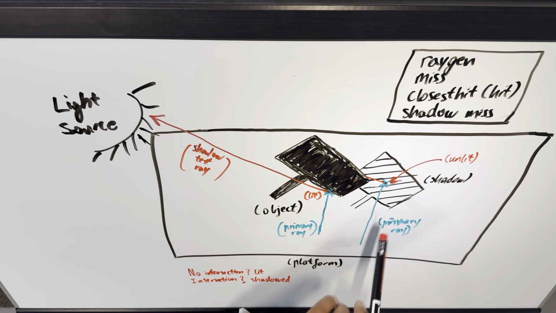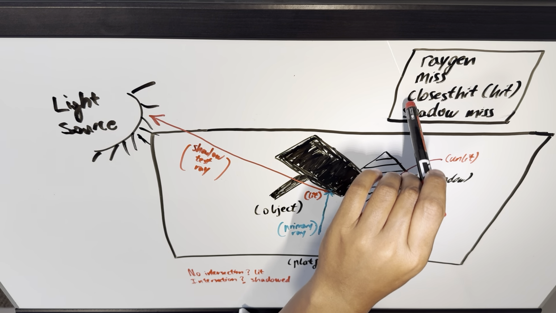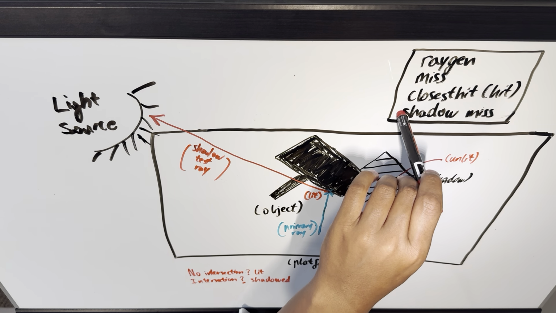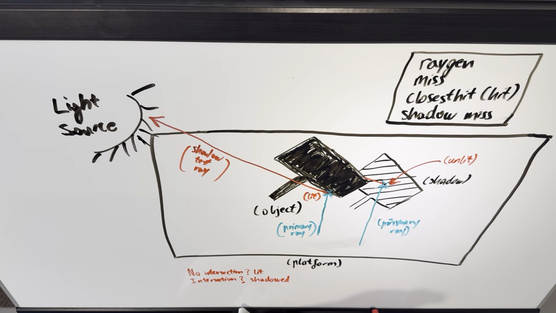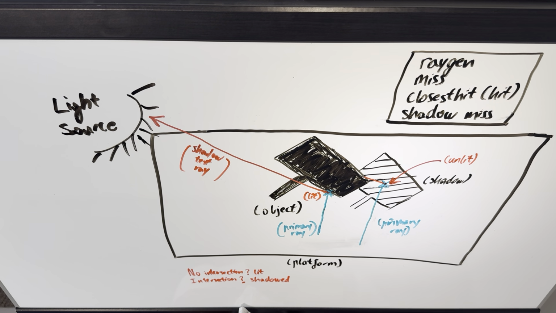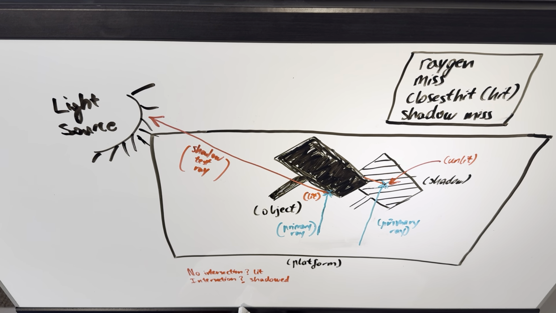There has to be communication between the closest hit shader and the shadow miss shader. And I talk about that in the previous video. It's ray payload ext and ray payload in ext. But I talk about it in depth in the previous video. I'm not gonna rehash it here.